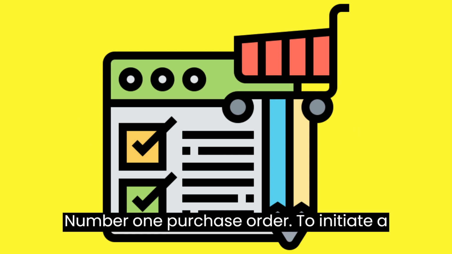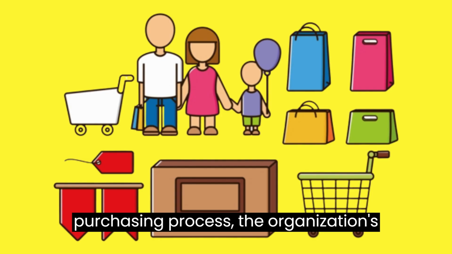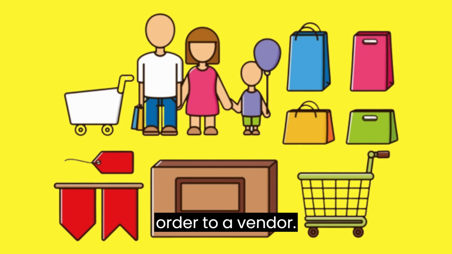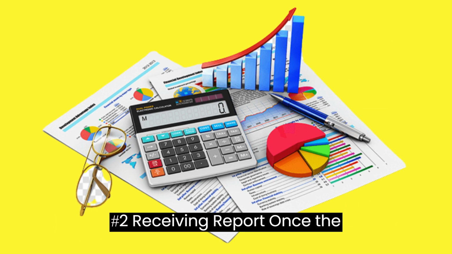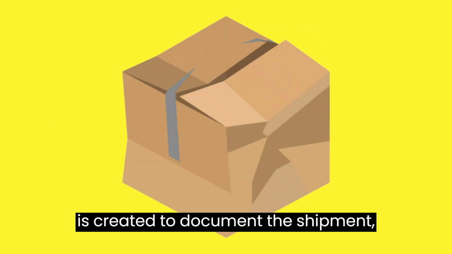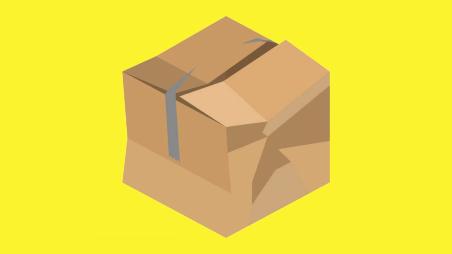Number 1. Purchase order. To initiate a purchasing process, the organization's purchasing department sends a purchase order to a vendor. Number 2. Receiving report. Once the company has received the goods or services purchased, a receiving report is created to document the shipment, including any issues and damage.